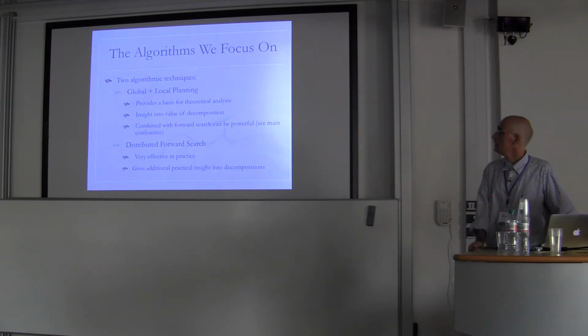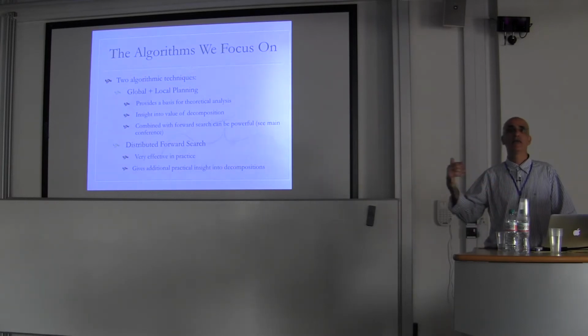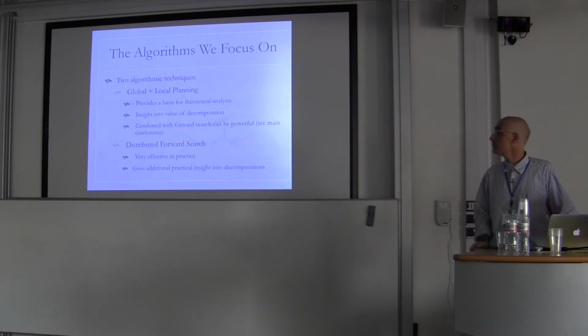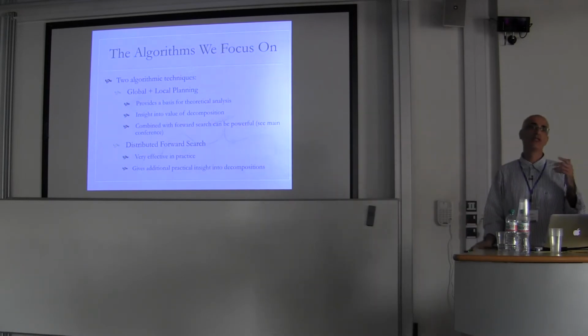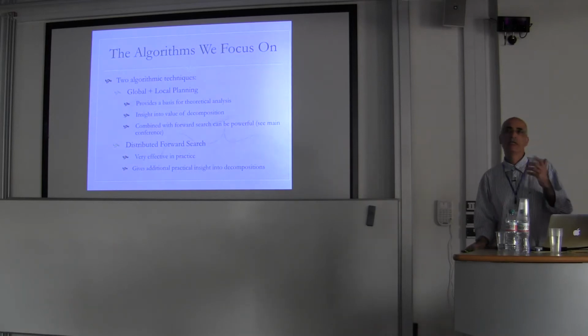The first one is basically a global planning algorithm, combined of two phases, a global planning phase and a local planning phase. And it was basically the first type of algorithm that was generated for these problems, and its motivation actually came from the single agent case. I'll explain this soon, because it gives us a way to analyze theoretically the complexity of planning by decomposition.